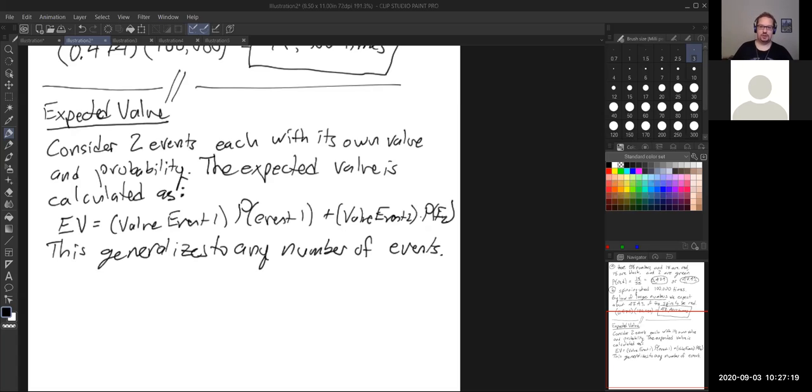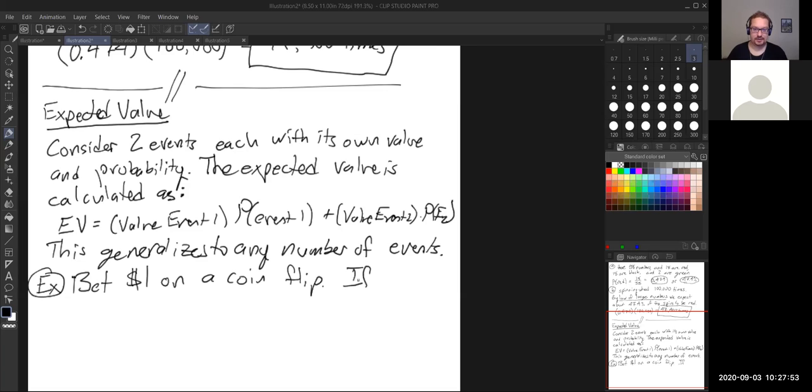And actually, before we go into the book example, let's look at another example here. So let's say we're going to flip a coin. We're going to bet $1 on a coin flip. If we get heads, we get double our bet, so we'll get $2. If we get tails, then we get nothing.